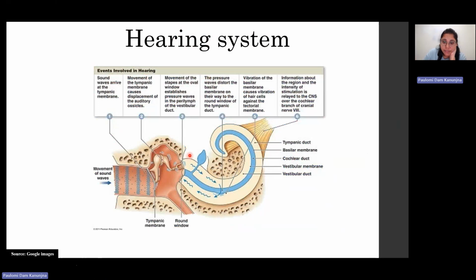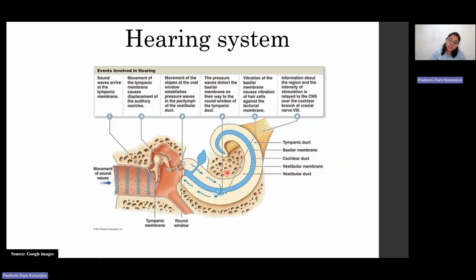Now the pressure waves which are here, they distort this basilar membrane on their way to the round window. So they are moving like this, but on their way they are basically disturbing the basilar membrane, and that vibration of that membrane causes the hair cells to vibrate against the tectorial membrane. At the end, information about this region and the intensity of the stimulation is relayed to your central nervous system over the cochlear branch via the nerve which is here. So you need a neuron which takes it to the brain, right?